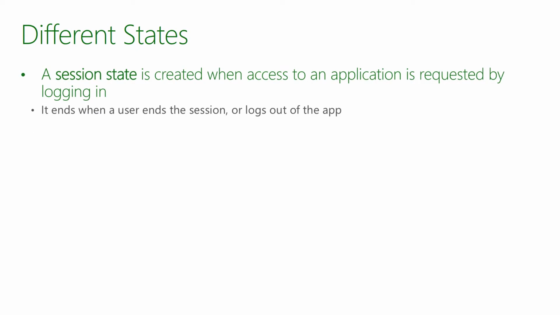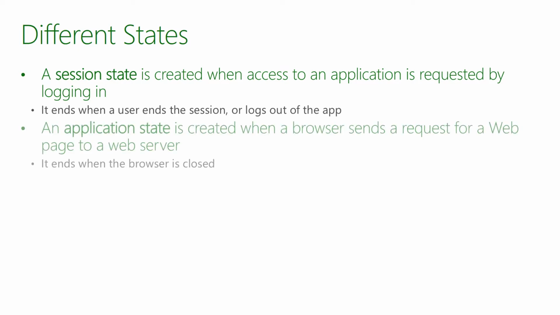So what are the different states? A session state is created when access to an application is requested by logging in, and it ends when a user ends the session or logs out of the app. An application state is created when a browser sends a request for a web page to a web server. It ends when the browser is closed. So you can see the application state is related to the browser status, and the session state is more related to the user's status, whether they're still in the session or whether they've logged out.